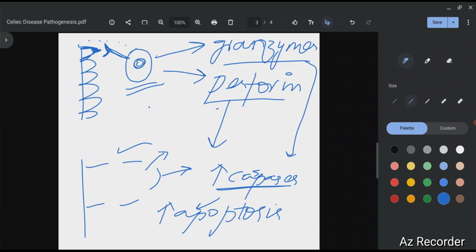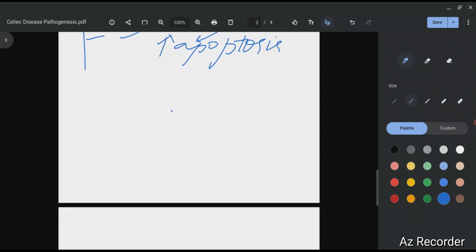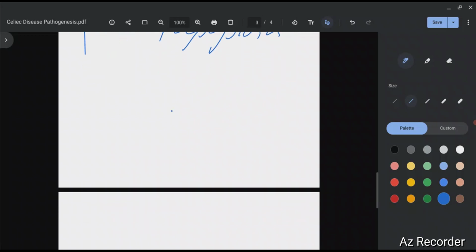Now what will happen to this intestinal wall? It was initially like this, and now it is like this. There's no enterocyte over here. So what happens, you have gliadin in your intestinal lumen, and now this gliadin will go into the lamina propria. This is very, very important, and you should have a strong concept of this. Okay, so now what happens when you have something like this and gliadin goes inside the lamina propria?